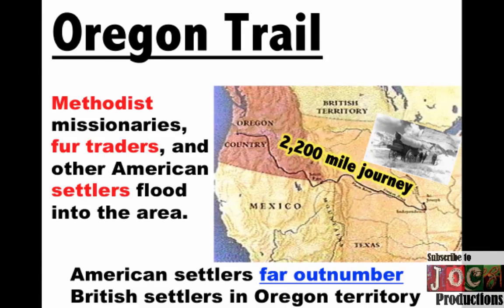And really, it's Methodist missionaries who are the first Americans to kind of come to the region. Methodist missionaries stimulate interest in this faraway territory. And along the Oregon Trail, which is over a 2,000 mile journey, other Americans, fur traders, and other settlers start coming into the region. And pretty soon, you have way more American settlers than you have British settlers in Oregon territory. It's something like by the 1840s, like 5,000 Americans and about 700 British settlers.